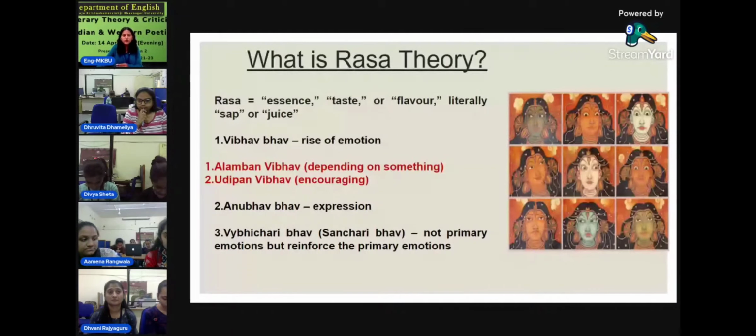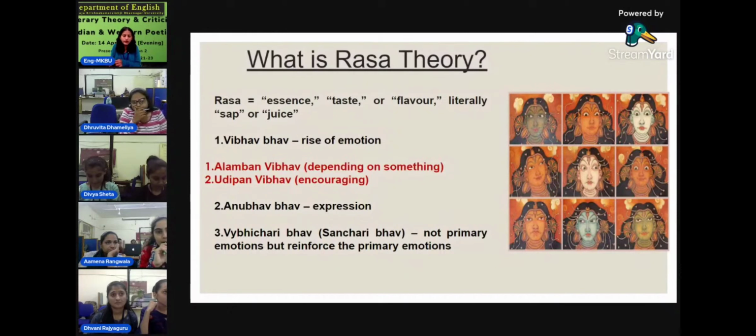So now I am going to deal with the slides of what is Rasa theory. Basically, when we hear the word rasa, we get many dictionary glosses: essence, taste, flavor, juice, sap. So many things we come to know about that. And in literature, rasa is based on two sentiments, rhetorical sentiments and emotional sentiments, which we will deal with later on.